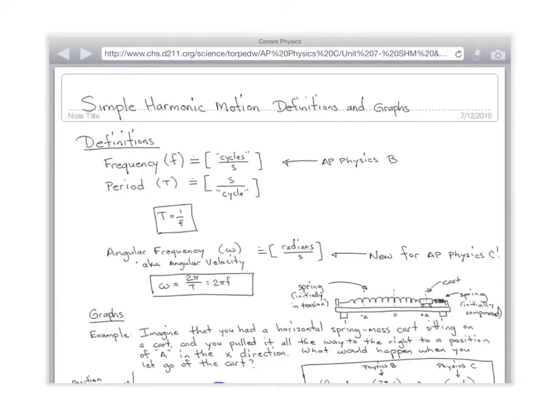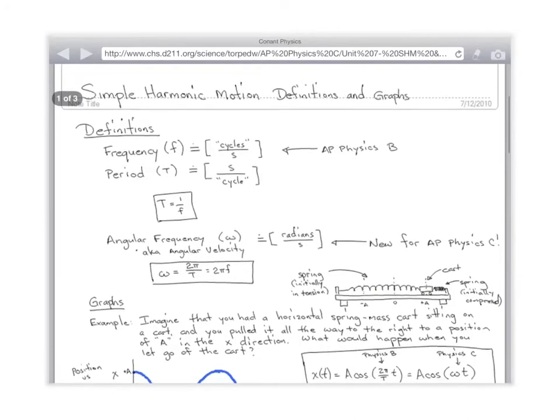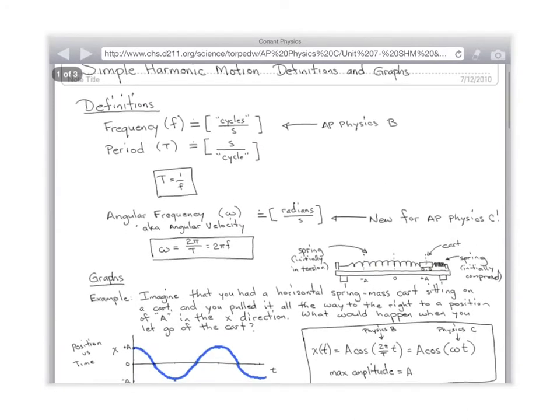All right. Okay, so let's say you had a cart spring mass system. The spring mass system was oscillating back and forth. What's the amplitude of the oscillation? A, right. So it goes from 0 to A to 0 to negative A to 0 to A and so on. Good?